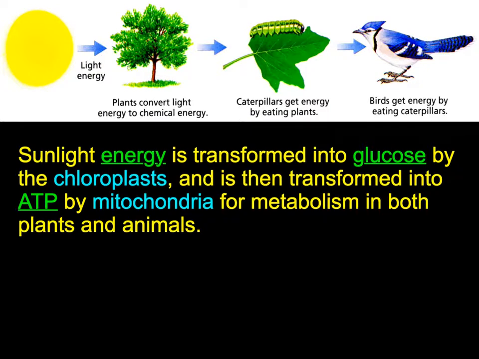So this is kind of a written description of what we just talked about, the idea that sunlight energy is transformed into sugar by the chloroplasts. You might want to make a little note to yourself that that's photosynthesis. And then it's transformed into ATP by the mitochondria. Maybe you want to make a little note to yourself that that is, of course, the cellular respiration part. And that happens in both plants and animals.